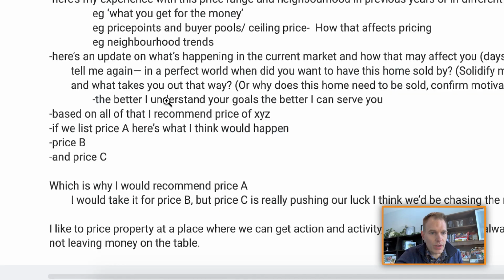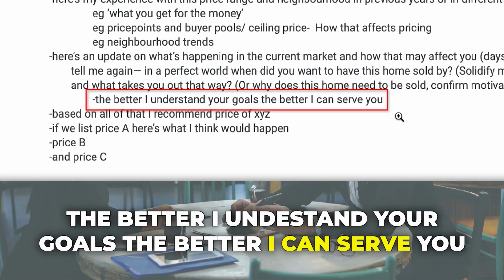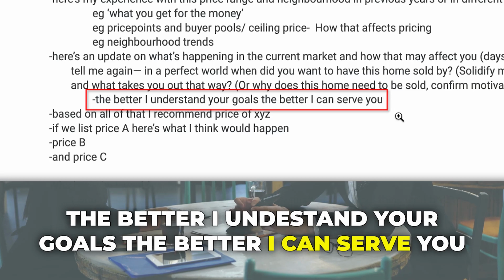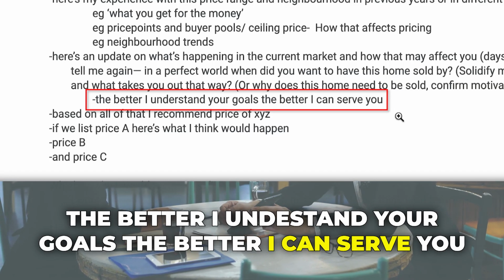And then if they're wondering why you continue to ask, you just reiterate the fact that the better I understand your goals, the better I can serve you as your real estate person. And again, if they're talking to other agents, when you say something like that, they're going to be so relieved and happy to hear those words come out of your mouth.